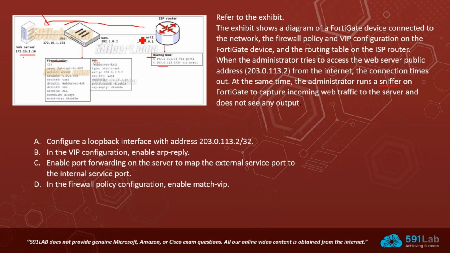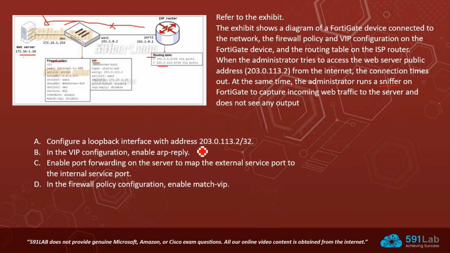Okay. The problem is when the administrator tries to access the web server from the public side, using the public IP address from the internet, the connection is not working. At the same time, the network administrator tries to run a sniffer on the FortiGate to capture the incoming web traffic, but it cannot capture due to an error. Let's read the answers. We have to find out the correct answer.